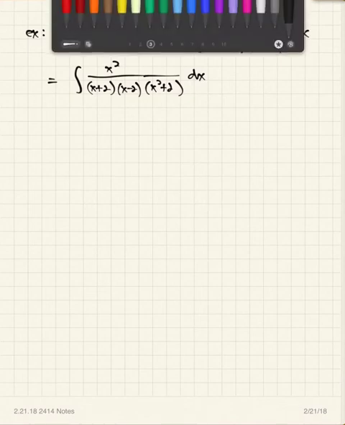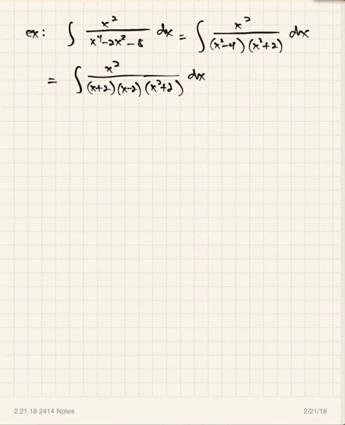To be honest with you, I will probably typically never look at case 4, where you have a repeated quadratic factor. Those can be really tough problems. They're messy. So this is case 3 rather, sorry.